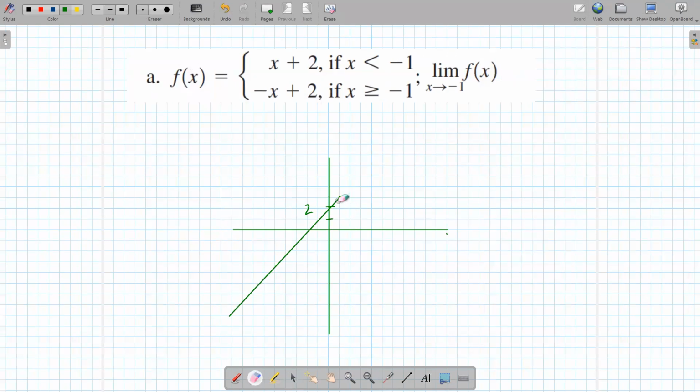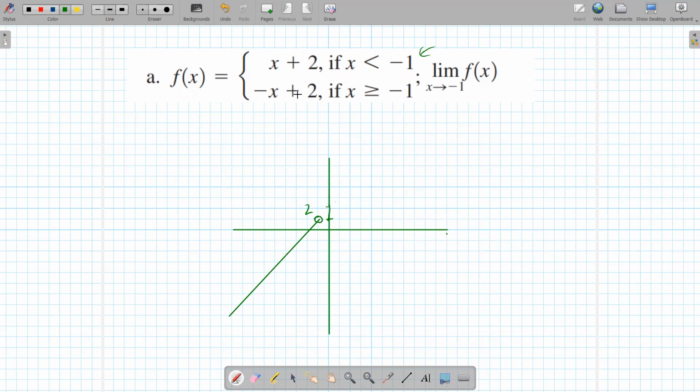So I'm going to erase this thing because it does not exist when the x value is greater than -1. Open circle or closed circle for this guy? Open. Yeah, so like that. There's an open circle there.